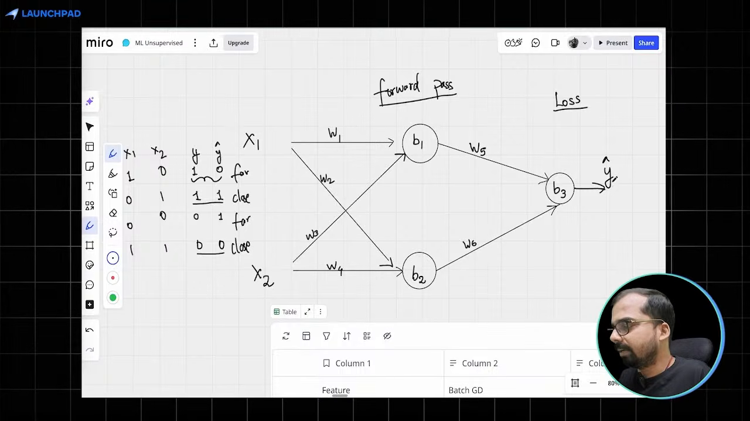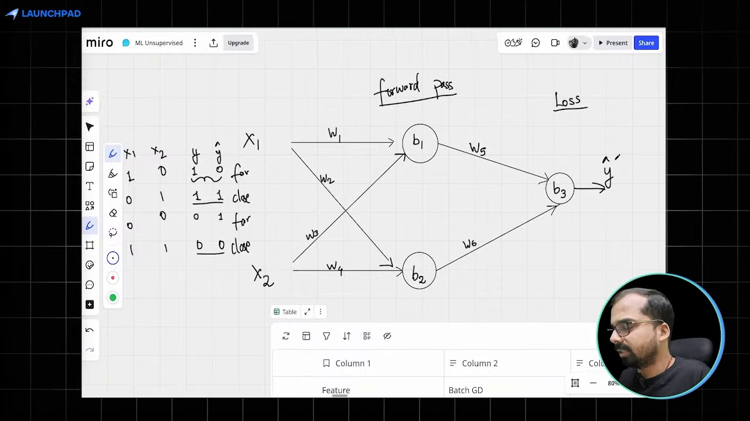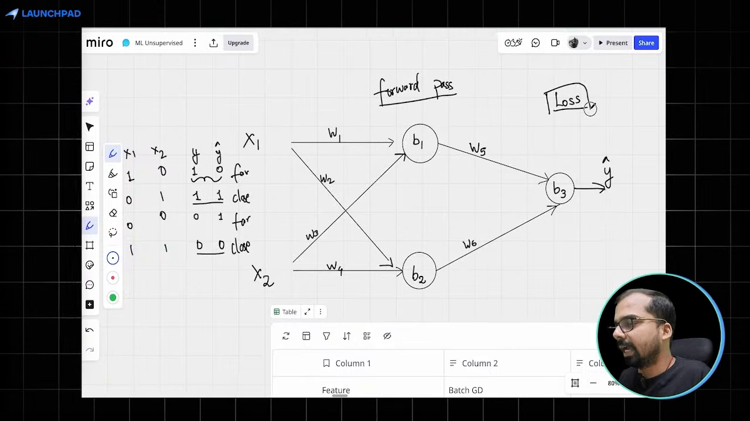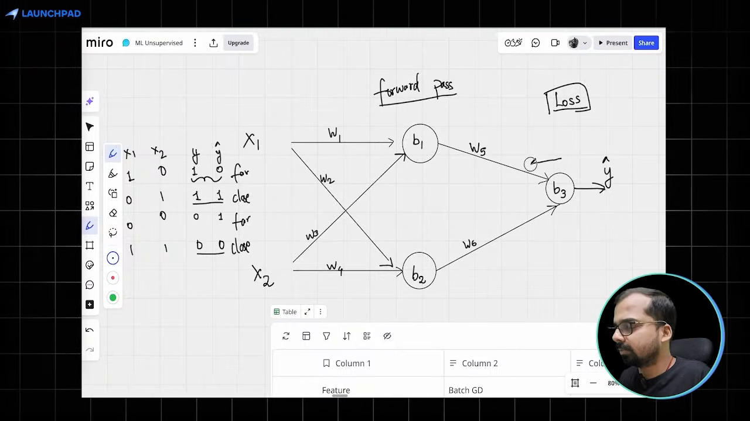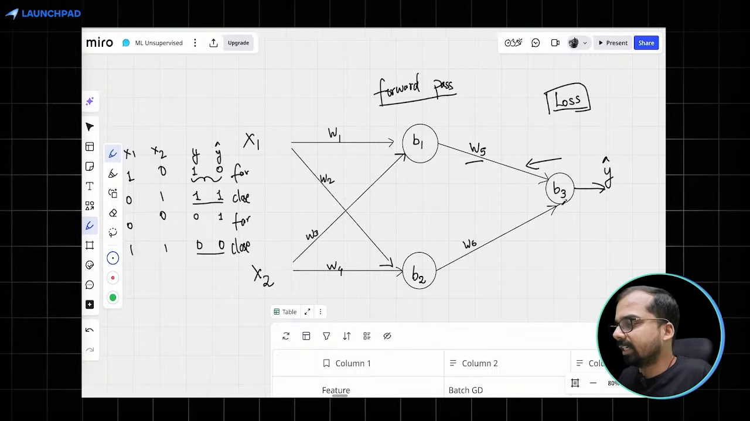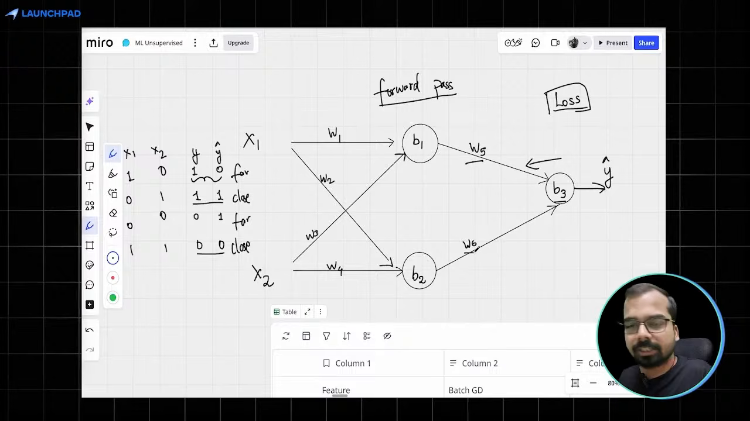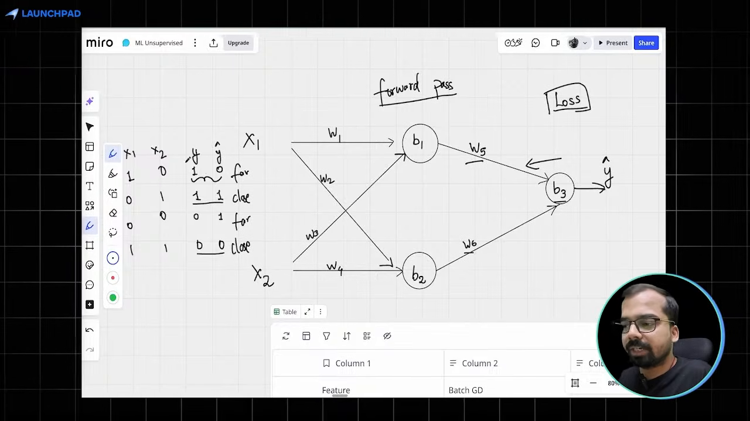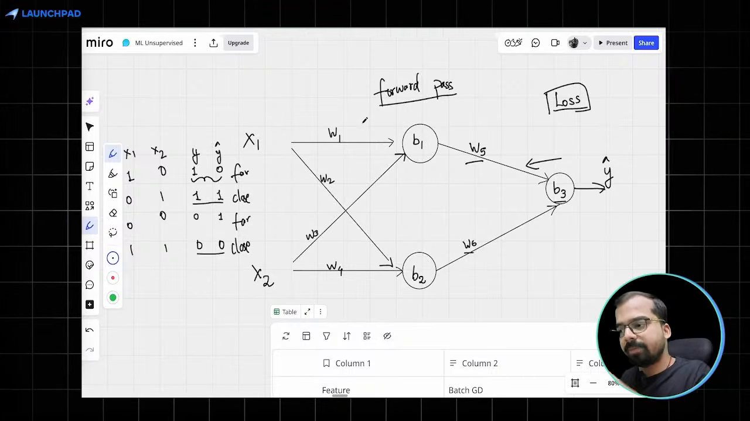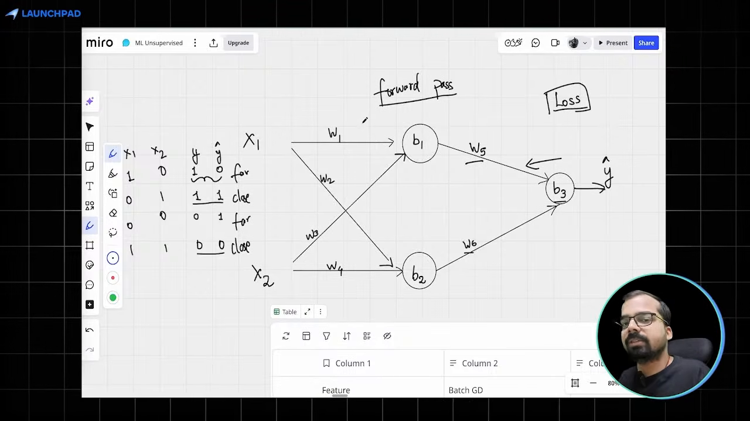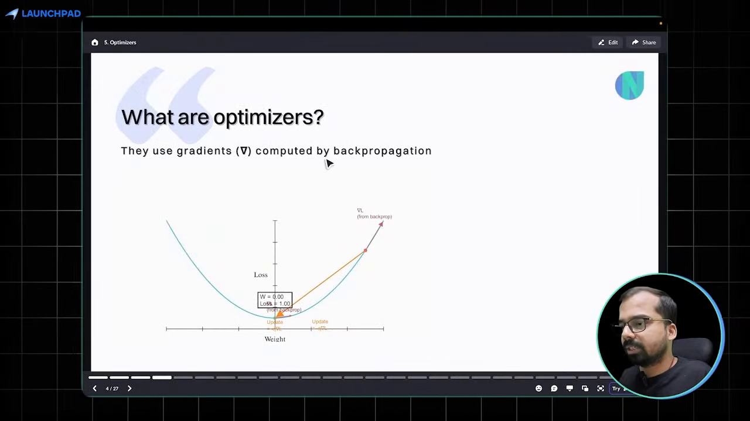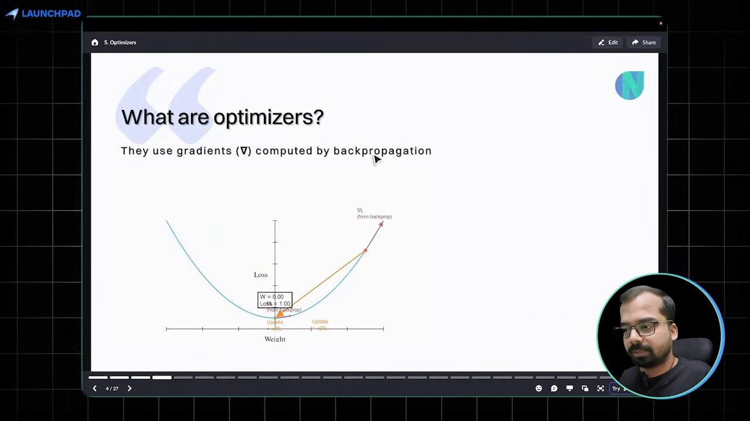Now what is going to happen is we'll calculate the loss from this y hat and my actual y, and that loss will be used from right to left, and these weights and biases will actually be adjusted in order to reduce this loss. This part is known as back propagation, and during back propagation only the optimizers come into picture. So that's what is mentioned over here by the term back propagation.